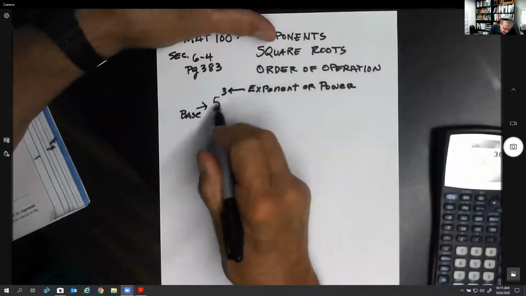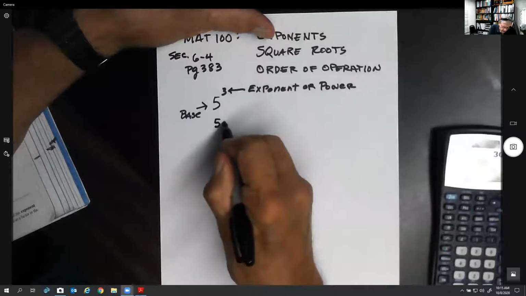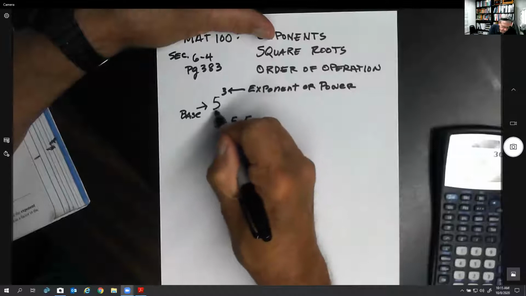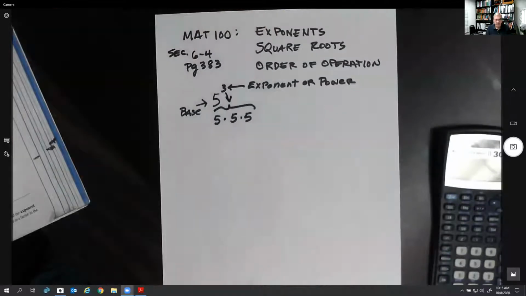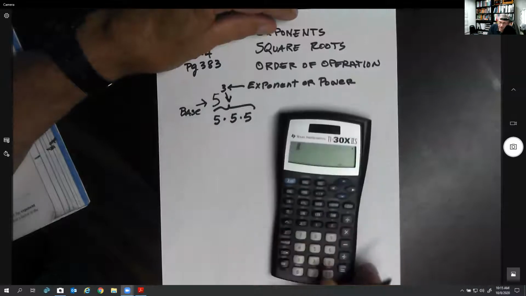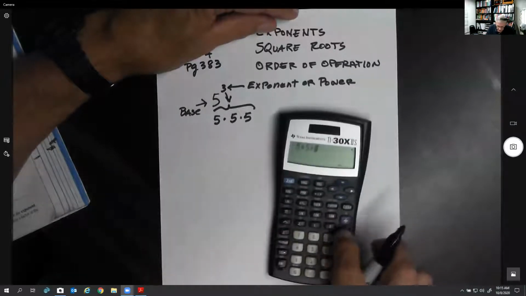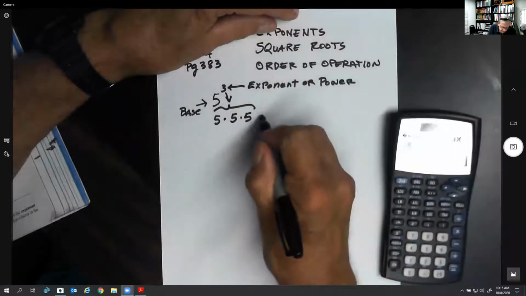What this means is that you're taking the number 5, the base, and you're multiplying that base times itself 3 times. That's what this 3 means. So we could do that on our calculator. We could take 5 times 5 times 5 like that and get 125.